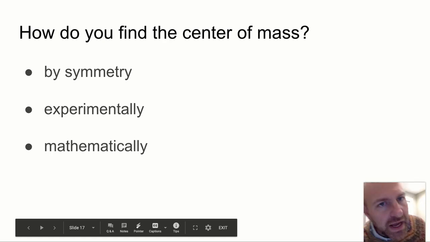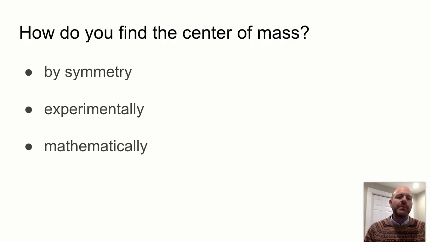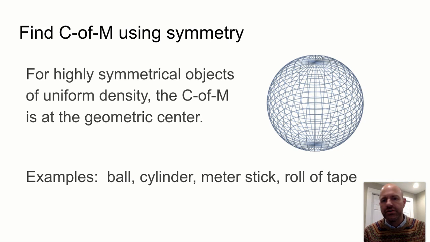So how do we actually find the center of mass? Well, there's 3 different methods we can use. Symmetry, when things are nice and symmetric and simple. Experimentally, by balancing things. And mathematically, which with a small system of particles, is pretty straightforward. We'll look in a later video on what happens if it's a continuous distribution of mass.